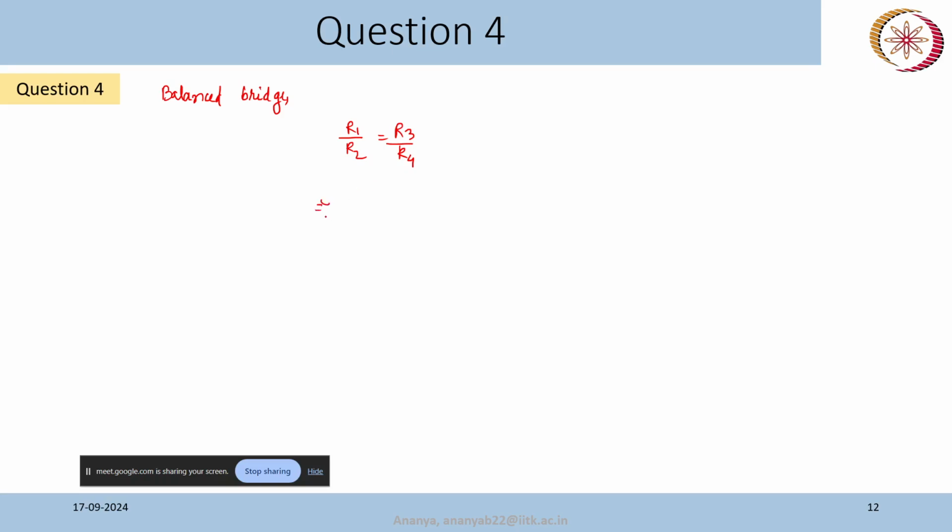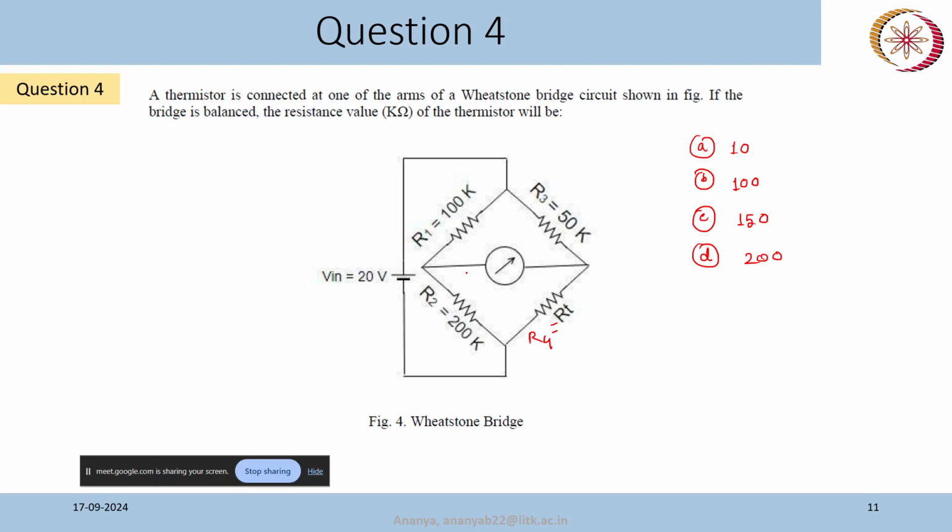So this is 100K by 100 to 150. This is 50. So 1 by 2, and R4 is equal to 100 kilo ohm. Okay. So the answer is B.